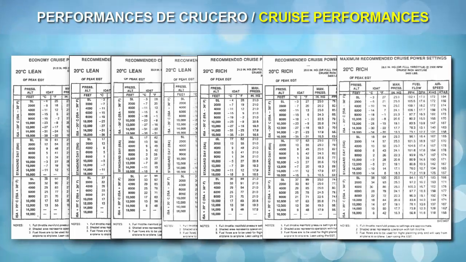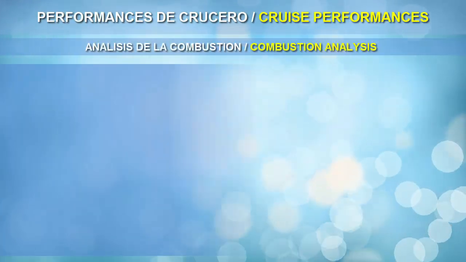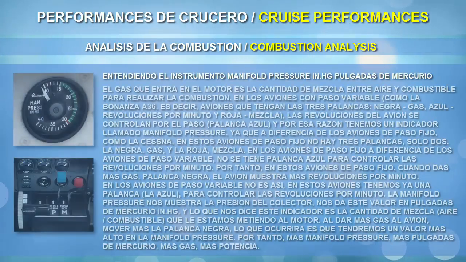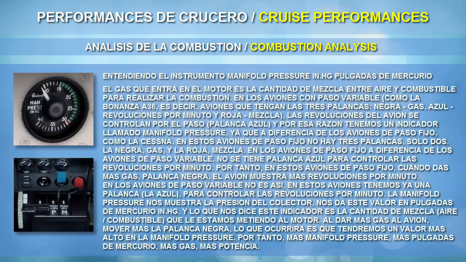Okay, so to understand these charts, before that we need to pay attention a bit to engine performance. So the first thing I want to talk with you about is combustion analysis. And I want you to understand a very nice instrument that is called the manifold pressure instrument. Okay, the manifold pressure. This instrument is telling us a value in inches of mercury, and as you can see there, we have a green arc. The green arc is the comfortable zone.